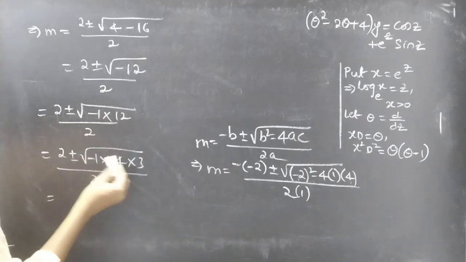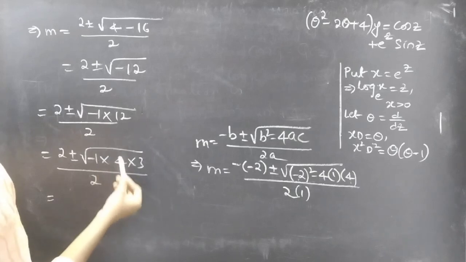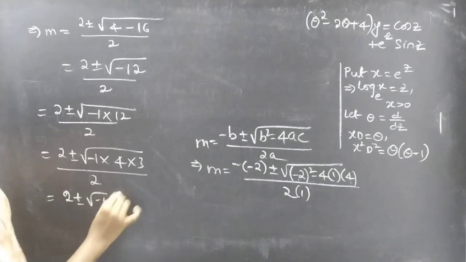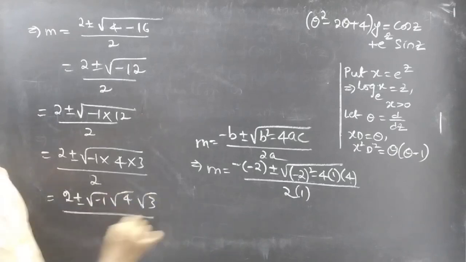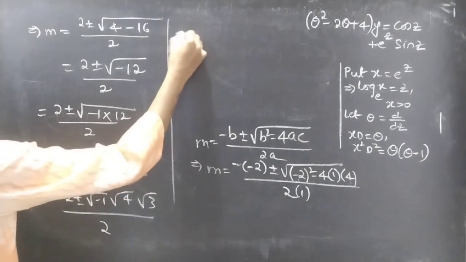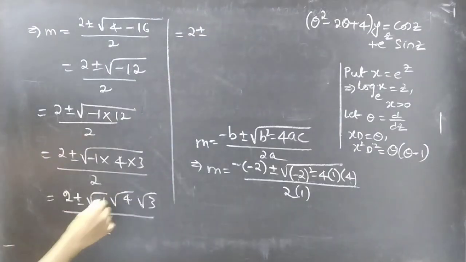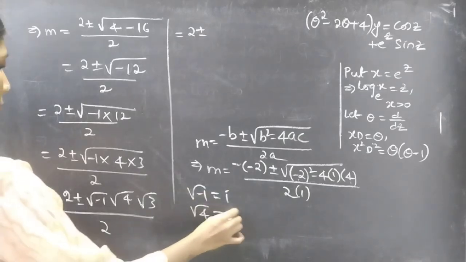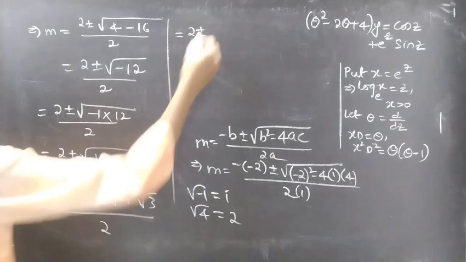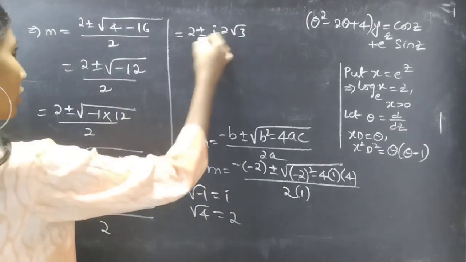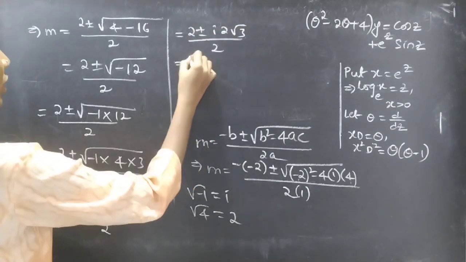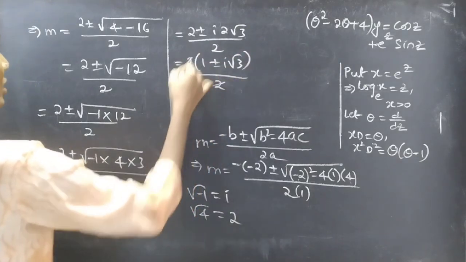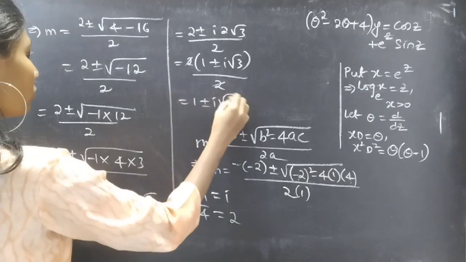Now split the square root of −1 into 4 into 3 as square root of −1 into square root of 4 into square root of 3, by 2, which equals 2 plus or minus, we know that square root of −1 is i and square root of 4 is 2. Then this becomes 2 plus or minus i into 2 into square root of 3, by 2. Now take 2 common from the numerator, we'll get 2 times (1 plus or minus i√3), by 2. So 2 gets cancelled and we'll get 1 plus or minus i√3.